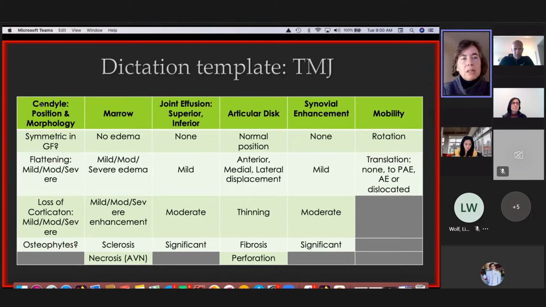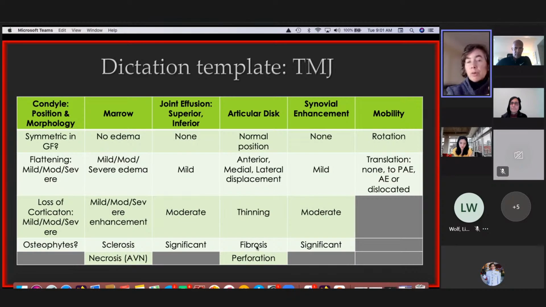So we're looking at the position of the condyle as it sits in the glenoid fossa, as well as its morphology. Again, we're looking at whether there's any loss of cortication or any flattening. We're looking at the marrow signal change to see if there is any marrow edema. We're looking for joint effusion, which is really what we're using those T2 weighted images for. And then, of course, the positioning of the articular disc. Is it displaced? And are there morphologic changes to it?